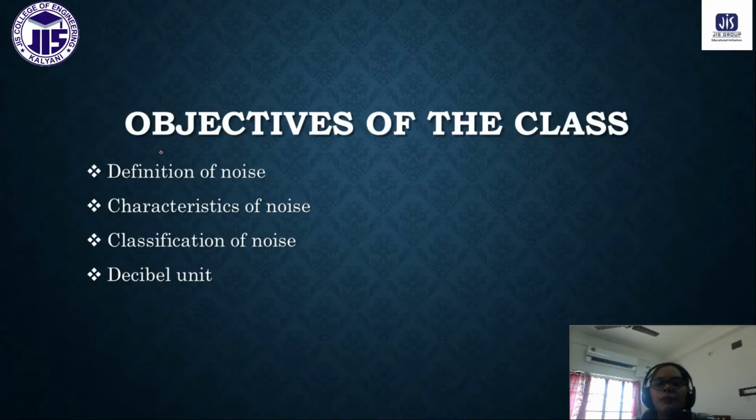So these are some of the objectives of the class. First, we will discuss the noise. What do you mean by noise? How can we define the noise? Next, we will discuss the characteristics of noise. Next, we will discuss the classification of noise. That means what are the types of noise we generally have. So that we will discuss.